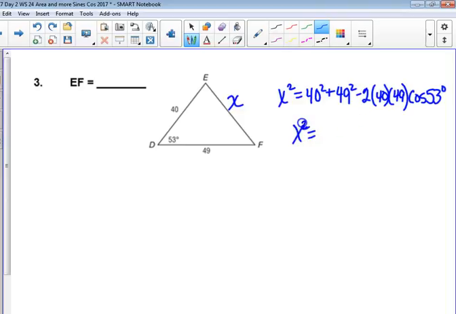Somebody else get like 1641. $40.5, anybody? Okay. Anybody not getting that? Need some help?